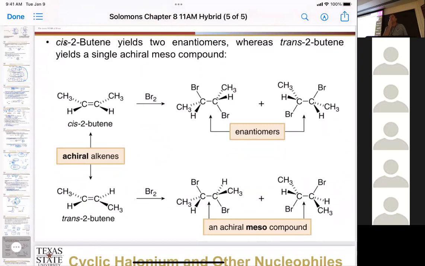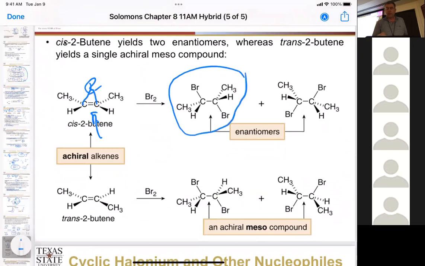If we take the cis-2-butene and we react it with bromine, we're going to make that halonium ion. Let's just put it on the top first. And then we're going to have attack at the bottom by the other one. So that we're going to end up with, in this case, this enantiomer. See, the bromine came on the bottom and the other on the top here.